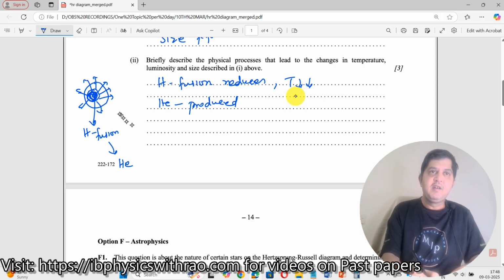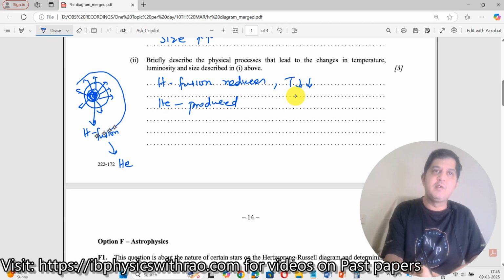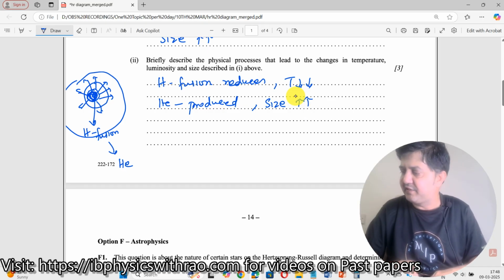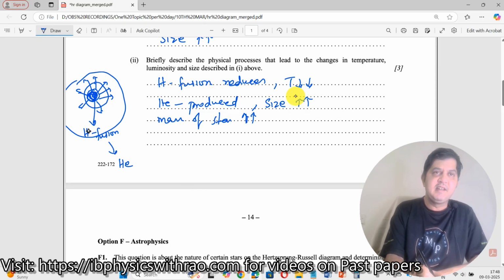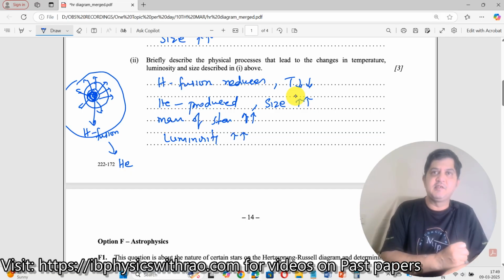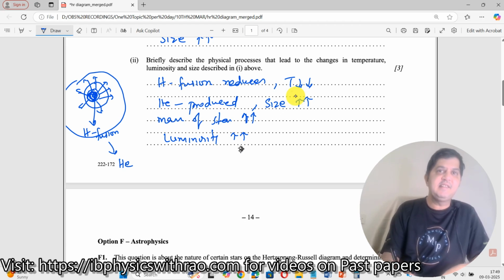Helium is being produced. When this star's gases, or whatever has been getting burnt over here, go outward, then what happens? Size increases. It goes outwards and it increases the size. And then what else can happen? The mass of the star can increase. So as a result, when this goes outwards, luminosity also increases. Thus we have seen temperature reduces, mass of the star increases, size increases, luminosity increases.